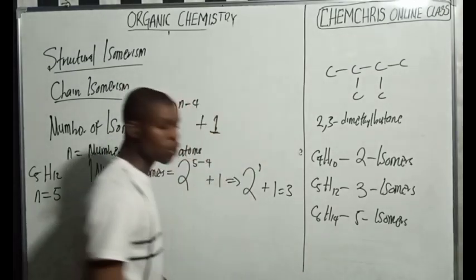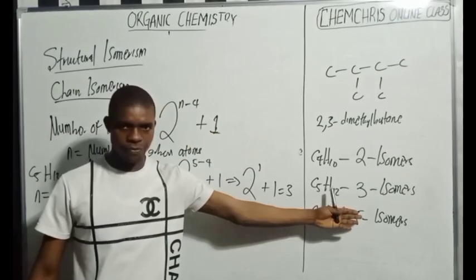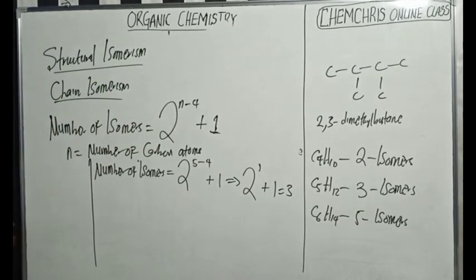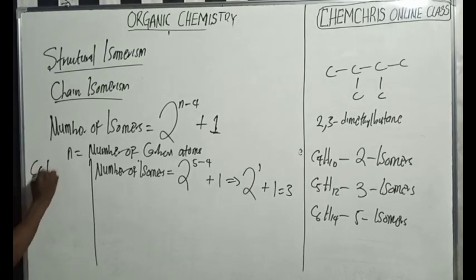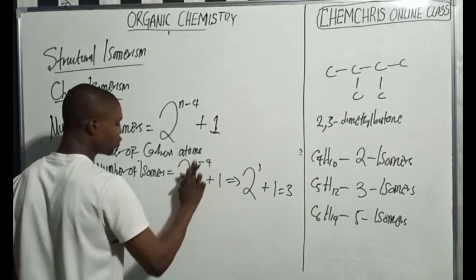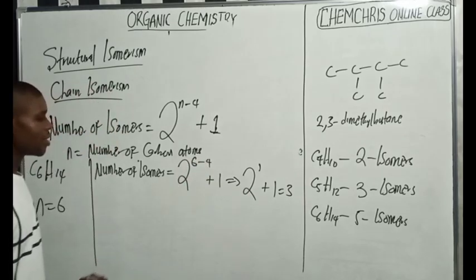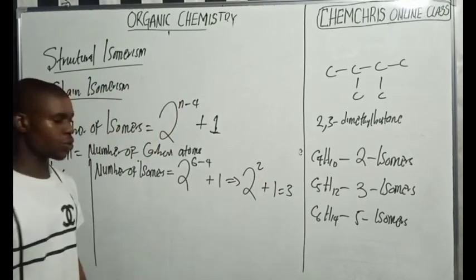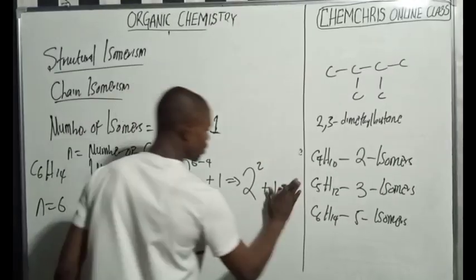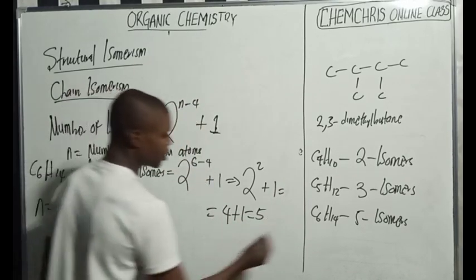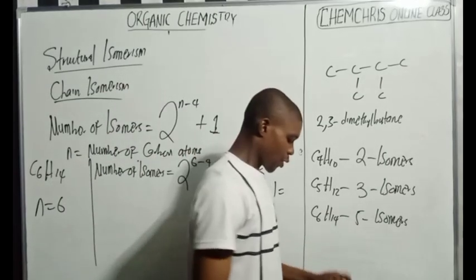What about if I should do for... I just want us to confirm our stuff. Did you get that? Now let's do for C6H14. n is equal to 6, right? So we put 6 here. 6 minus 4 is 2. 2 raised to 2 is 4, right? So 4 plus 1 equals 5, which corresponds.